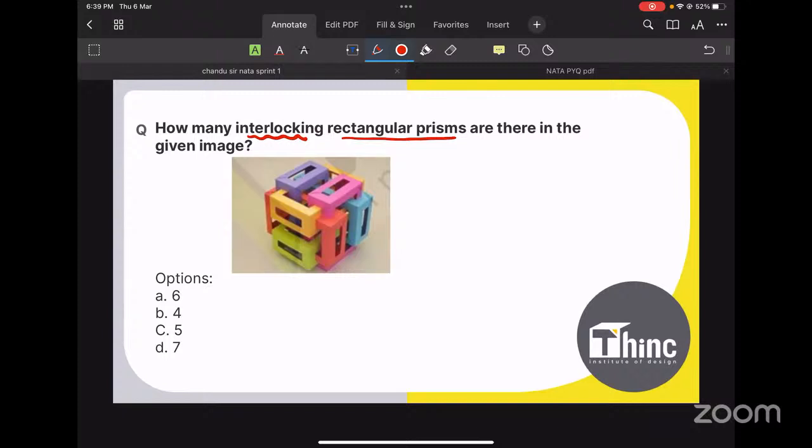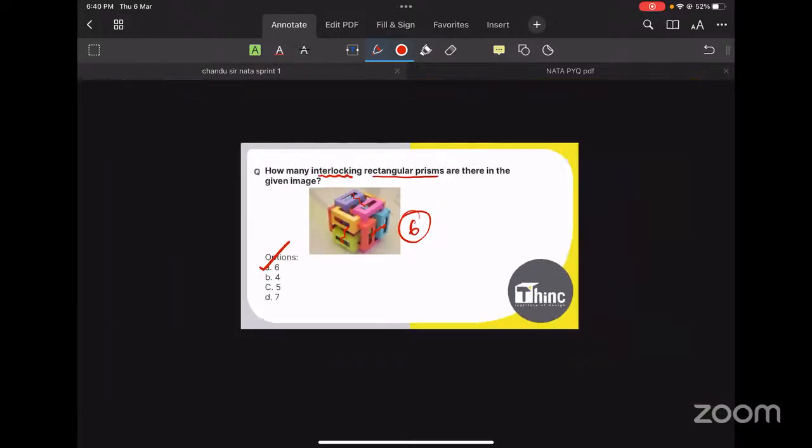Good. So over here, how many interlocking rectangular prisms are there in the given image? Okay, so you can view from direction to direction. See, 2 from the top, the same 2 will be from the bottom. So 2 from the right, the same on the left. 2 from the front, the same on the rear. So 2 plus 2 plus 2, 6 only. Okay. Yeah, Saurabh, good. Okay, 6 only. 6 is the right answer.